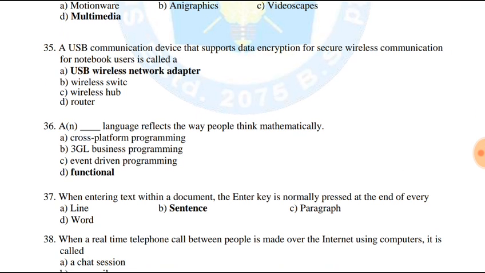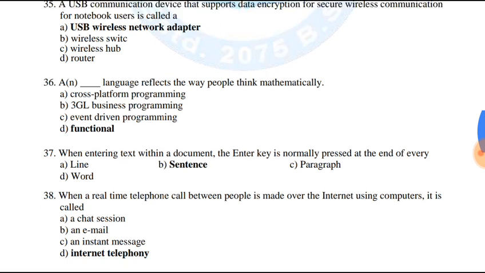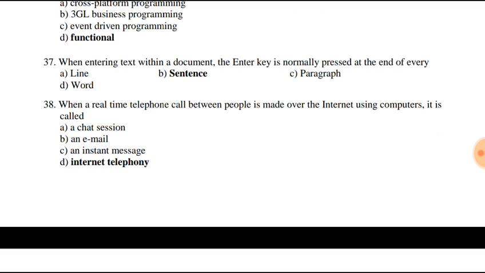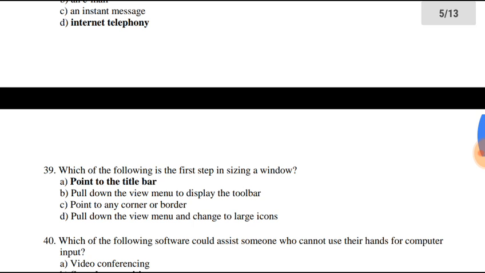A functional language reflects the way people think mathematically. The next one is when entering text within a document, the enter key is normally pressed at the end of every sentence. When a real time telephone call between people is made over the internet using computers, it is called internet telephony. The next one is which of the following is the first step in sizing a window? Point to the title bar.